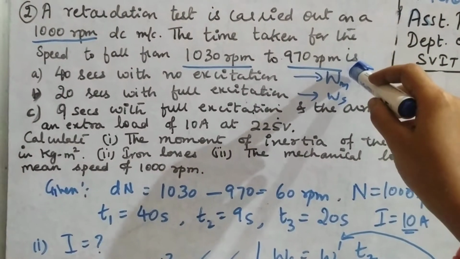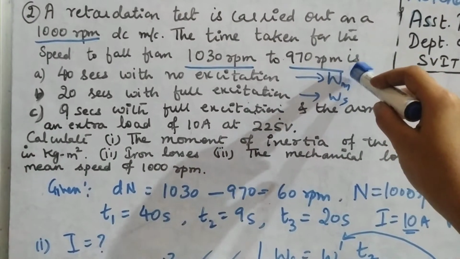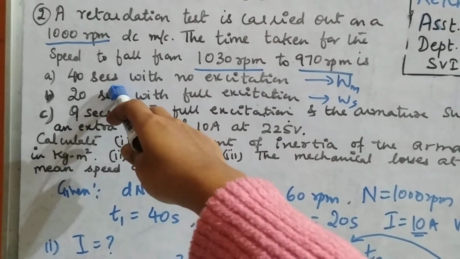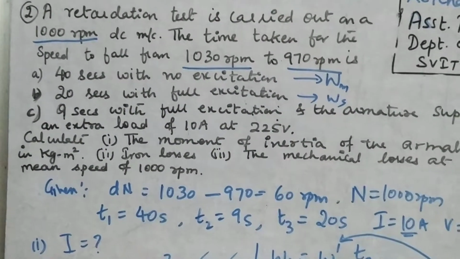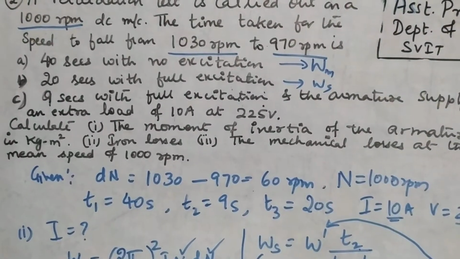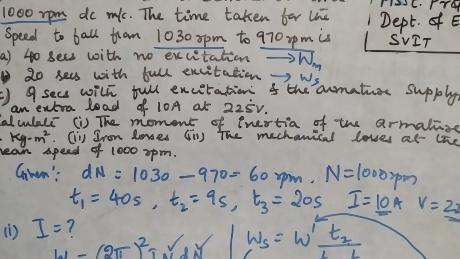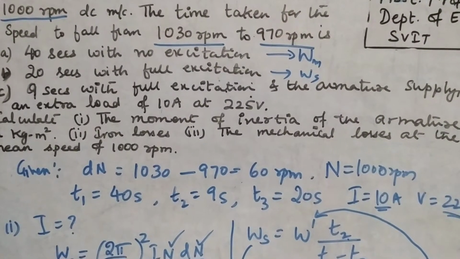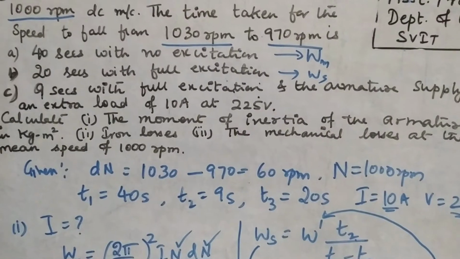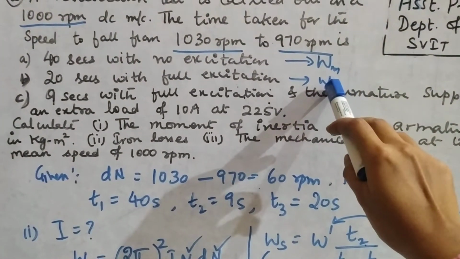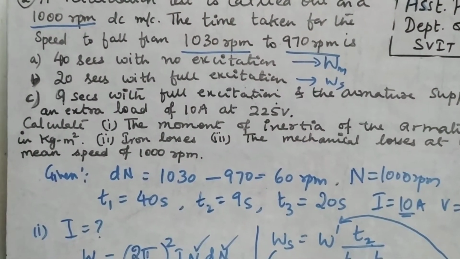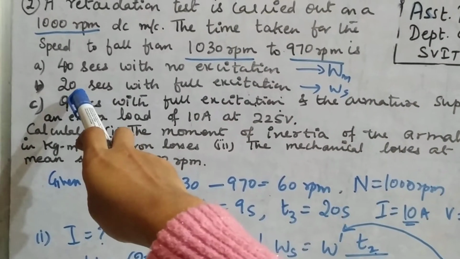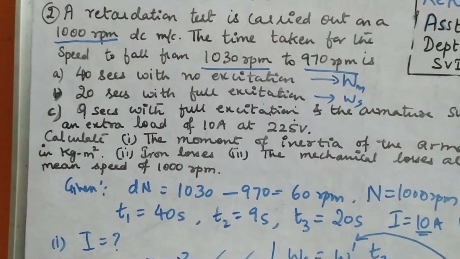So I have written Wm. During the determination of Wm, this is the time period we have to take up, 40 seconds. Second, when there is full excitation, the kinetic energy is used to supply both the mechanical loss as well as the iron loss, which is called the stray loss. So I have written here, during the full excitation, Ws, that is the stray loss, can be determined. While finding this value, we have to take the corresponding time period of 20 seconds.